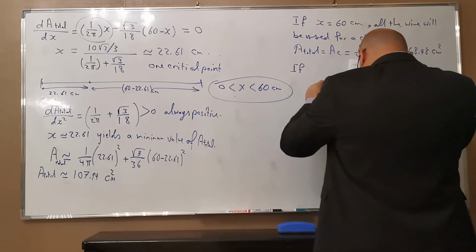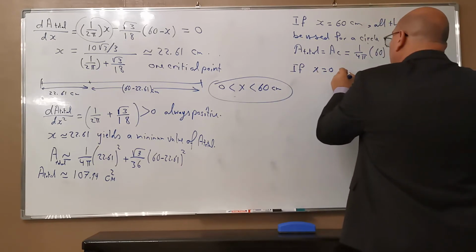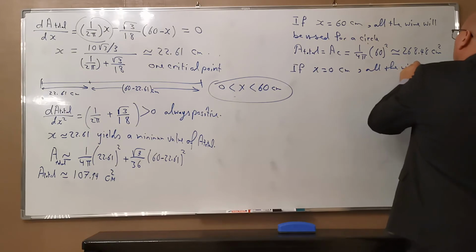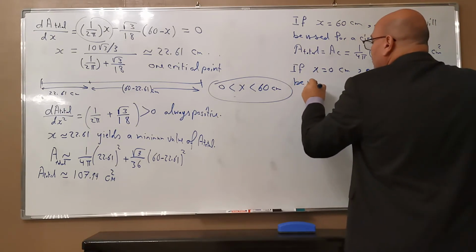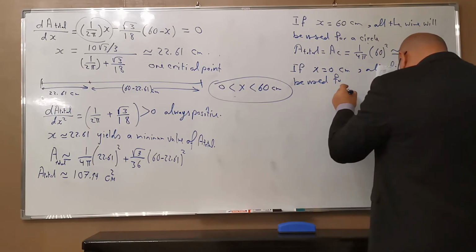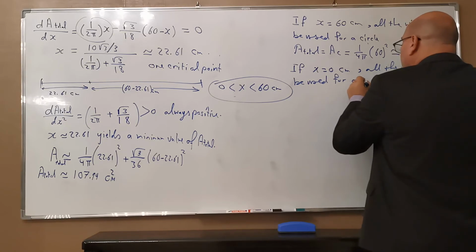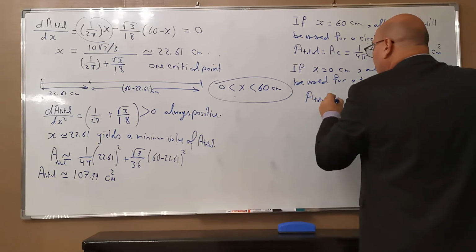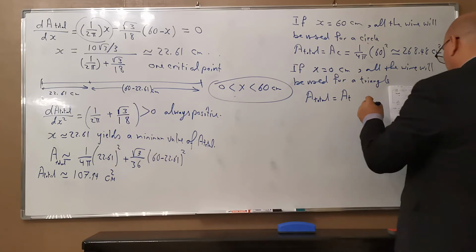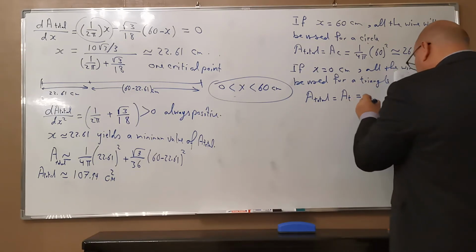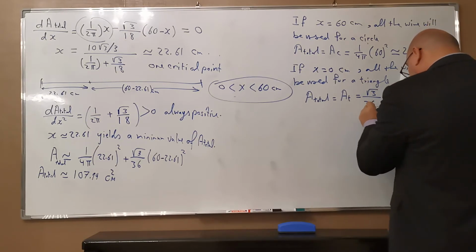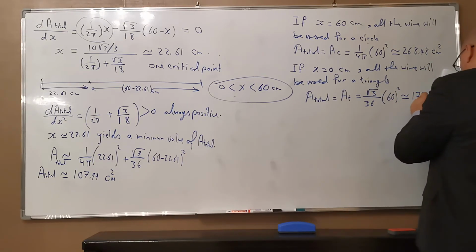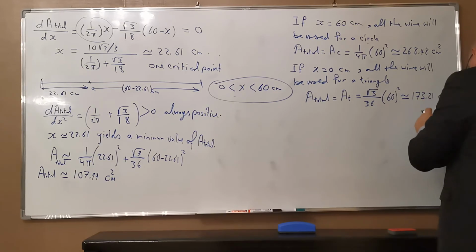If x equals 0 centimeter, then all the wire will be used for a triangle, and A total is equal to A triangle, which is equal to square root of 3 divided by 36 times 60 squared, and this equals 173.21 square centimeter.